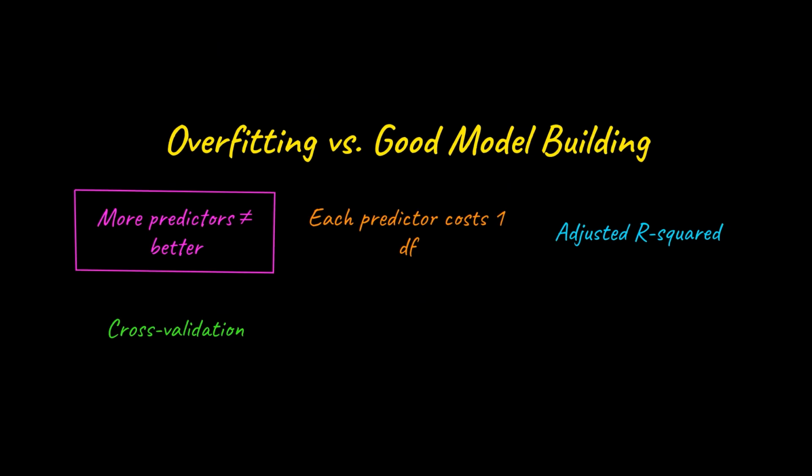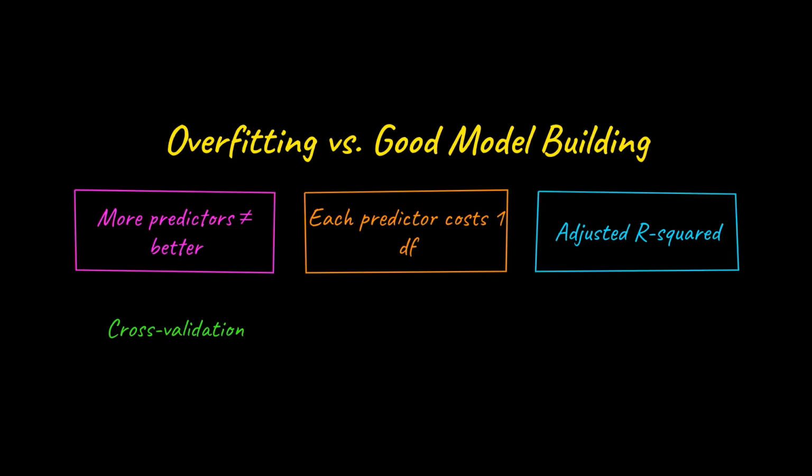A common exam trap is assuming that adding more predictors always improves the model. Each added predictor consumes a degree of freedom and risks overfitting. Measures like adjusted R-squared and cross-validation help balance fit against complexity.